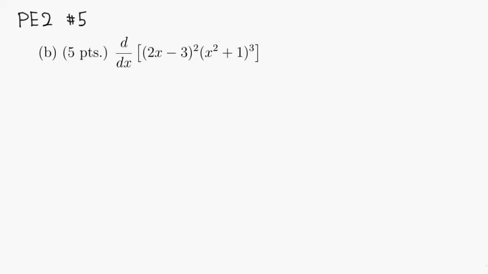Alright, let's look at practice exam 2, problem number 5, part B. Looks like we have two things multiplied together, so I'm going to call this the first guy and this the second guy. It looks like within the product rule, we probably have to use the chain rule. So let's do that.